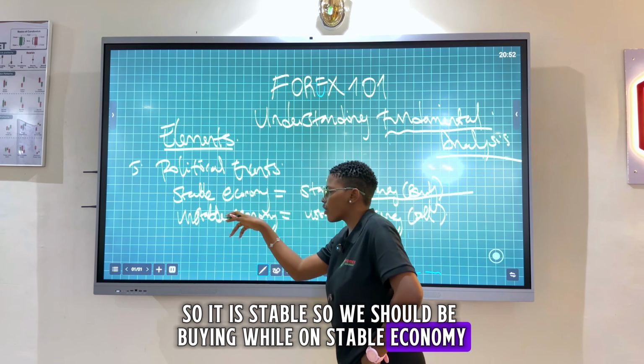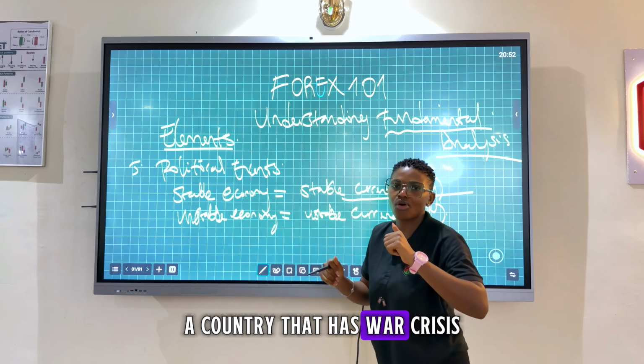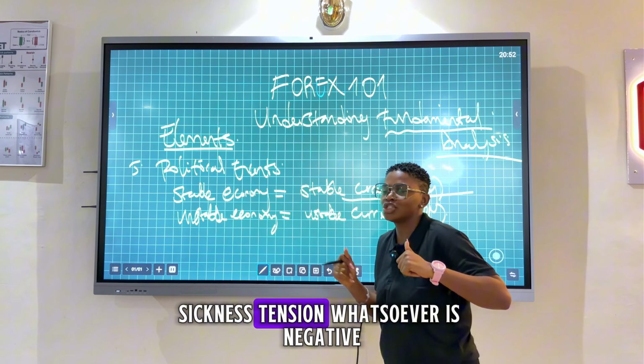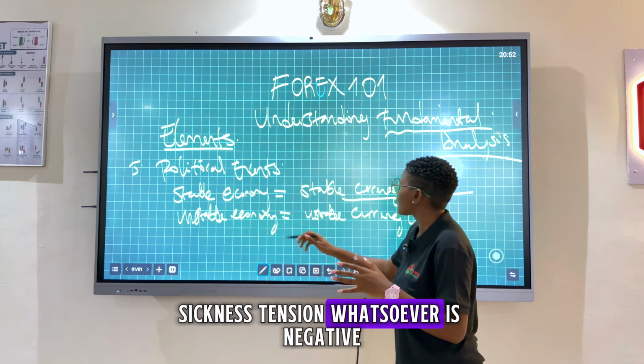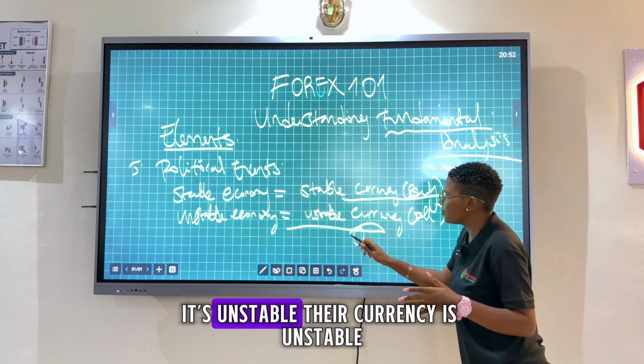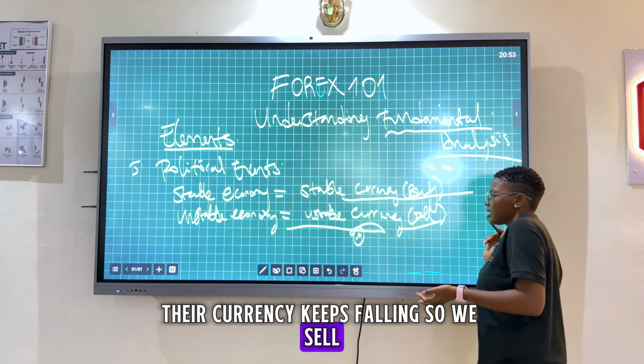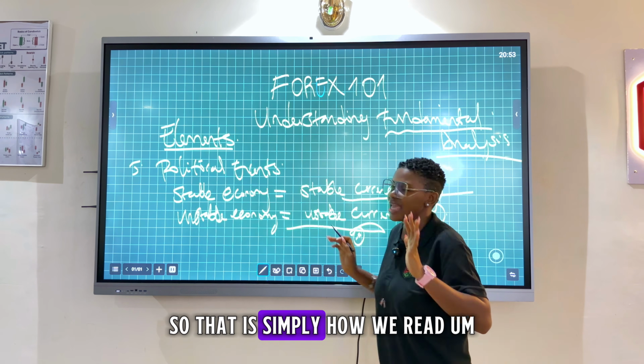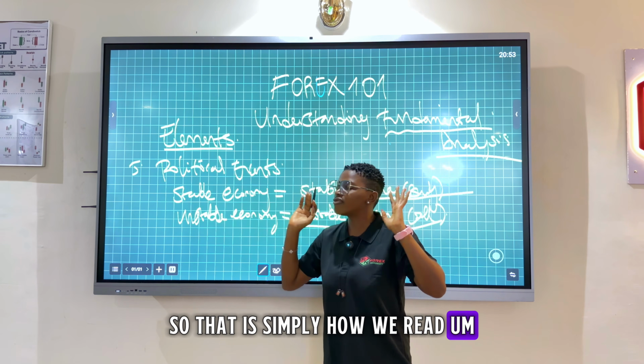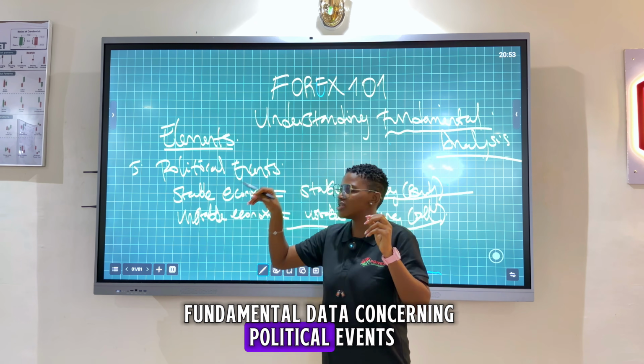Why? An unstable economy, a country that has war, crisis, sickness, tension, whatsoever, is negative. It's unstable. Their currency is unstable. Their currency keeps falling. So we sell. So that is simply how we read fundamental data concerning political events.